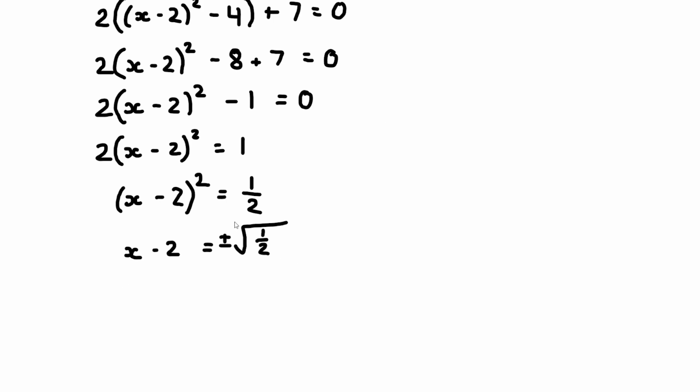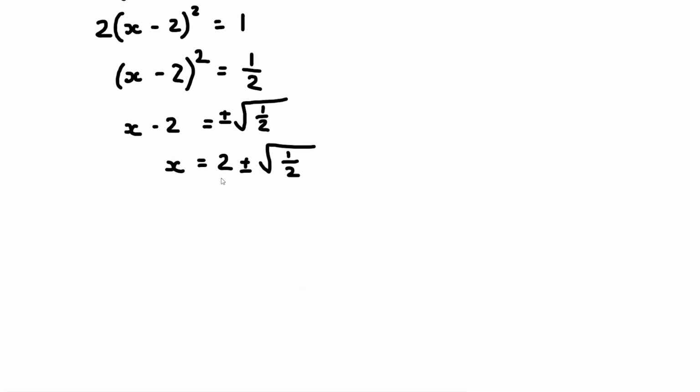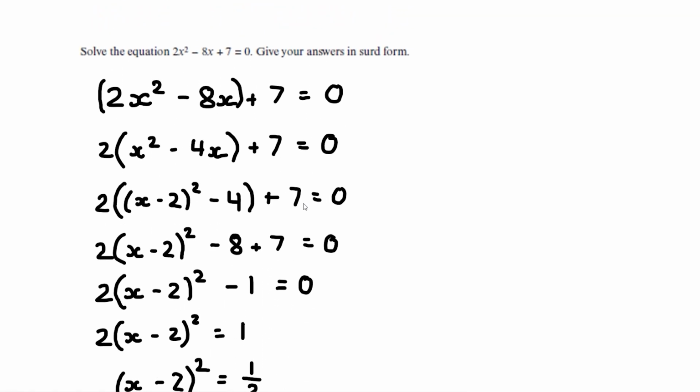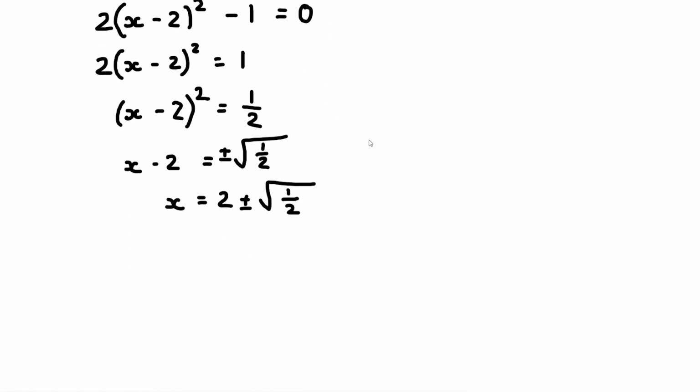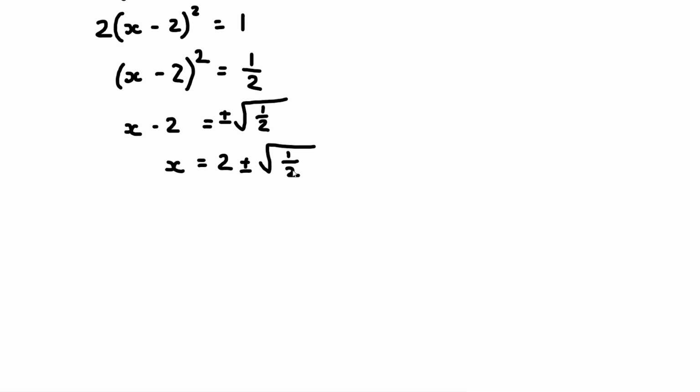Now we've got plus or minus root 1 over 2. Then we can just move the 2 over, so add 2 to both sides, giving us 2 plus or minus root 1 over 2. Now we've got this, x equals 2 plus or minus root 1 over 2, but we're not done just yet. If you noticed in the question, it said give your answers in surd form. And this is not in surd form. This can be simplified. How?